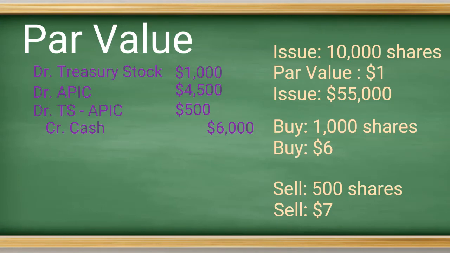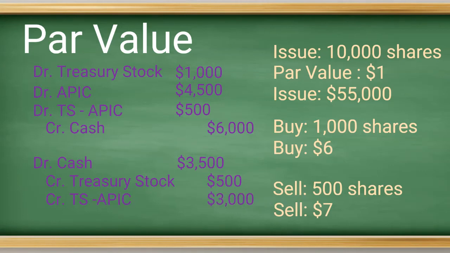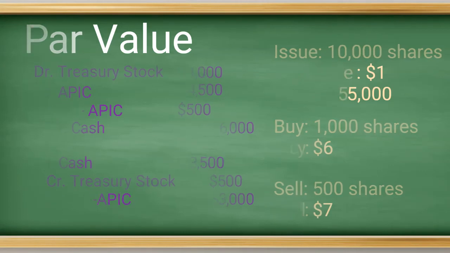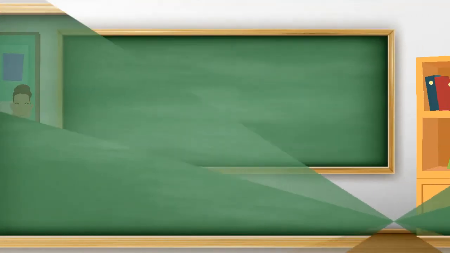Now for the sale of the 500 shares for $7. Debit cash for $3,500. You want to credit treasury stock for $500 and your APIC treasury for the remaining $3,000. Clearly, this method is a little bit more challenging. So let's wrap up there.